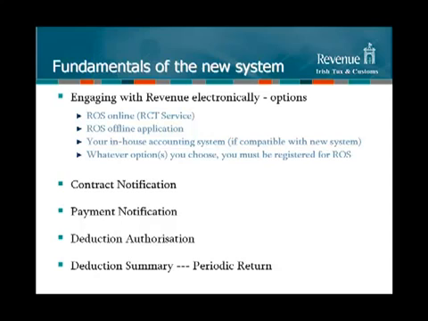The new system will consist of the following. Contract notification. This involves notification of contract details to Revenue online. Payment notification. Immediately before you pay a subcontractor, you will be obliged to notify Revenue of the payment online. Deduction authorization. In response to the payment notification, Revenue will issue a deduction authorization which will confirm the subcontractor's rate and what tax, if any, you should deduct from the payment.